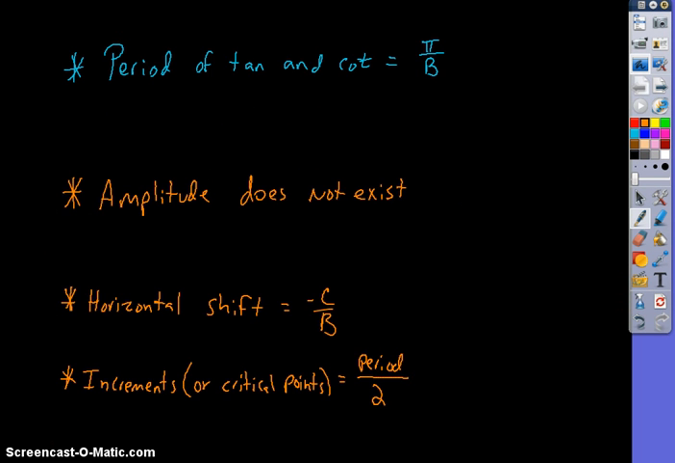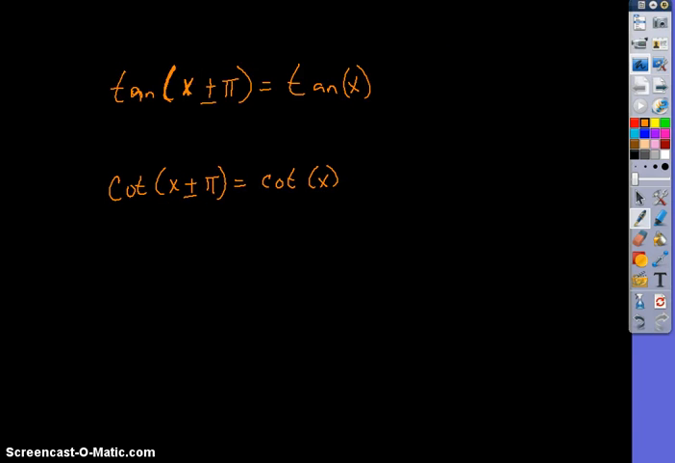Some important facts about tan and cotan are that the period is pi over b, and the amplitude, like secant and cosecant, does not exist. The horizontal shift is negative c over b. And you may hear the word critical points. The critical points are going to be period divided by 2, and this is the same for both tan and cotangent.